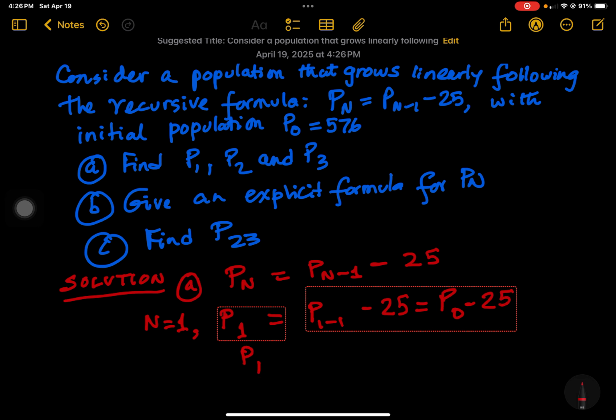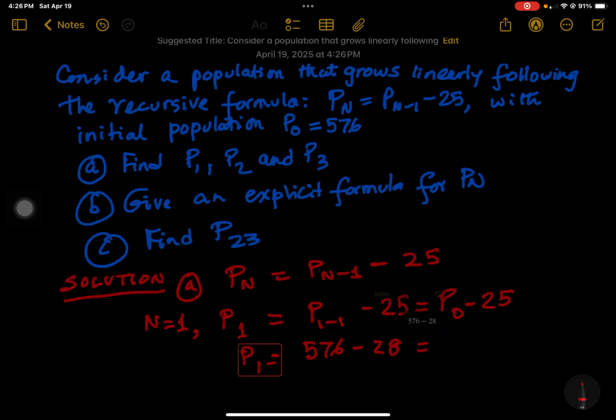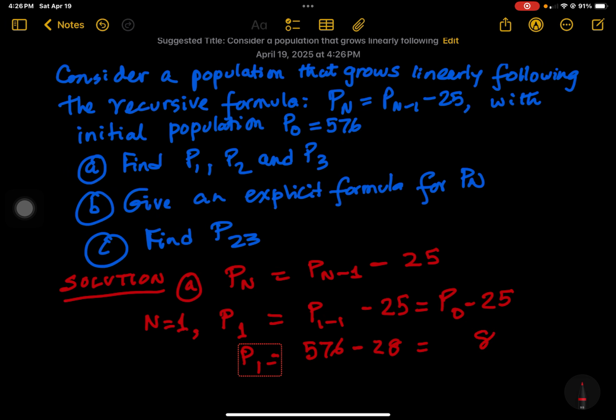So P1 will be equal to 576 minus 25, and that will be equal to 551. Okay, so that is P1. Now we will continue.